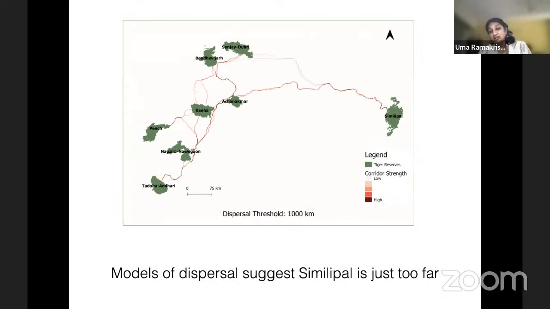Only with very high dispersal thresholds, like 1,000 kilometers, is the chance of Simlipal being colonized from somewhere else pretty high, right? So what this means is that Simlipal is isolated, not necessarily because of fragmentation, but simply because it is very far from any other source of tigers. And those tigers, if they did come in, would dilute the frequency of TACPEP, and it would not go as high.